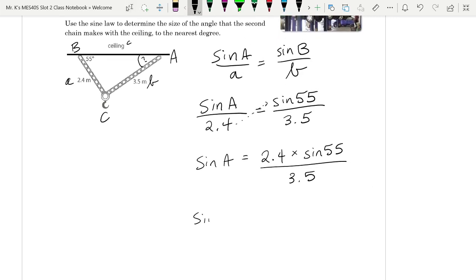And we figure out a number for the sine of angle A. So I'm going to punch buttons now. 2.4 times the sine of 55, and close the bracket if it opened one for you, divided by 3.5, equals. And I get 0.5617 and so on. Gee, that's a small angle. A half a degree? Look at the picture. I know the picture's not to scale, but could that possibly be a half a degree angle? No, we're not done yet. I don't want to know the sine of angle A. I want to know angle A.